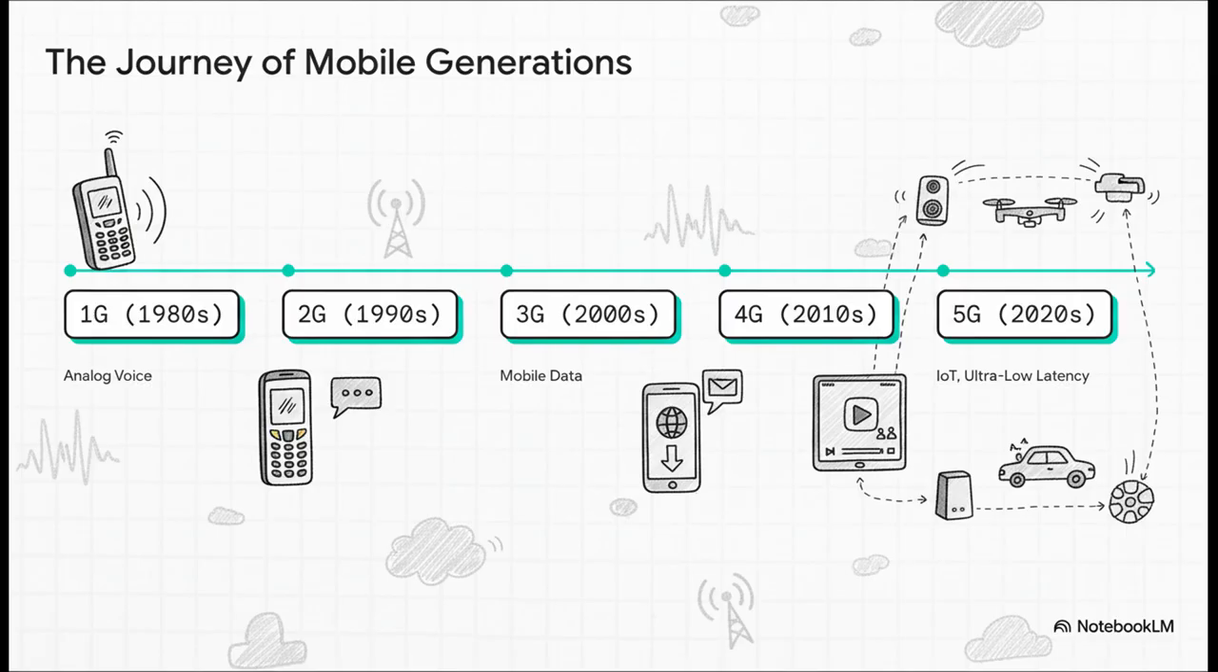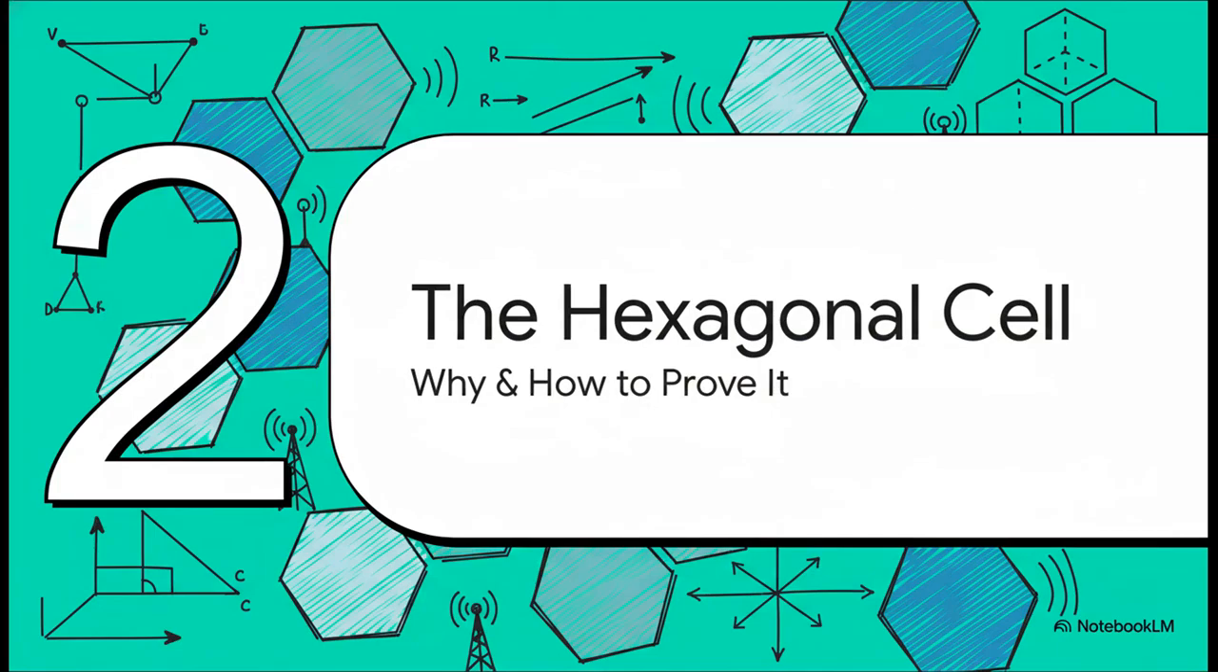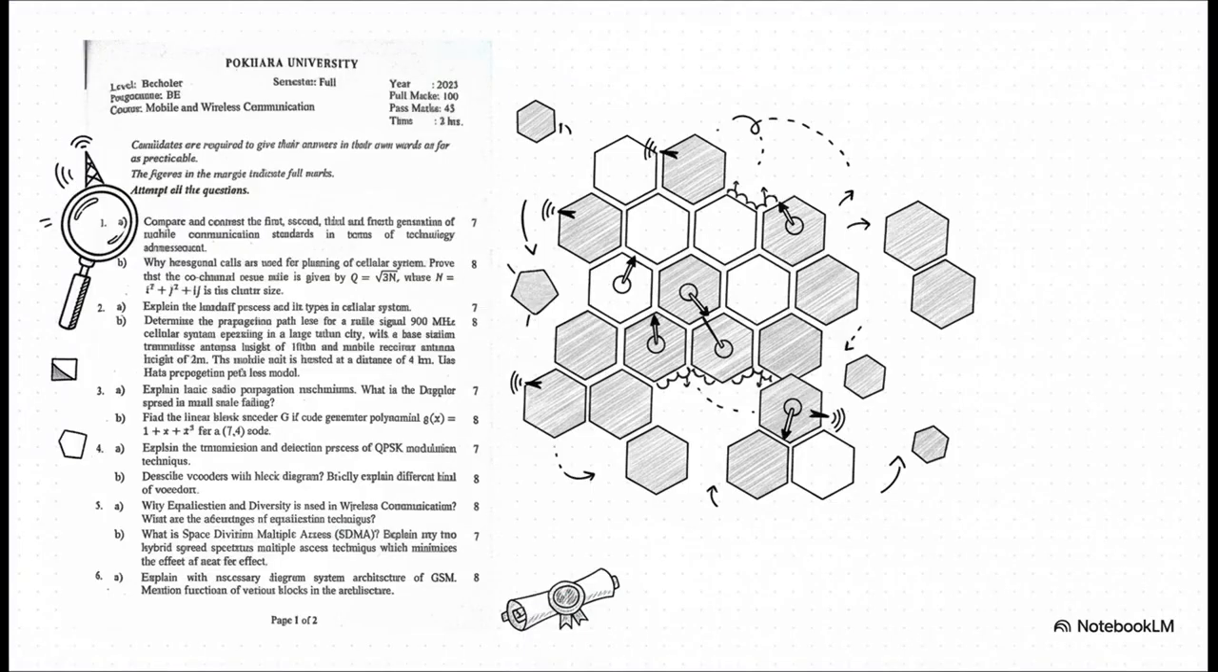Got it? Understood? All right, let's jump into our second greatest hit. And this one is a real favorite with the examiners. We're talking about the fundamental geometry of cellular networks, why they look the way they do. And yep, you guessed it, here's the proof, right from a fall 2023 paper. It's almost always a 2-part question. First part, why hexagons? And the second part is that classic proof. Prove Q equals the square root of 3N.